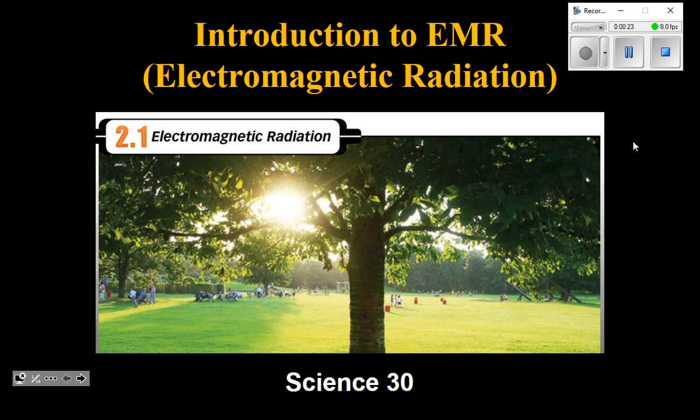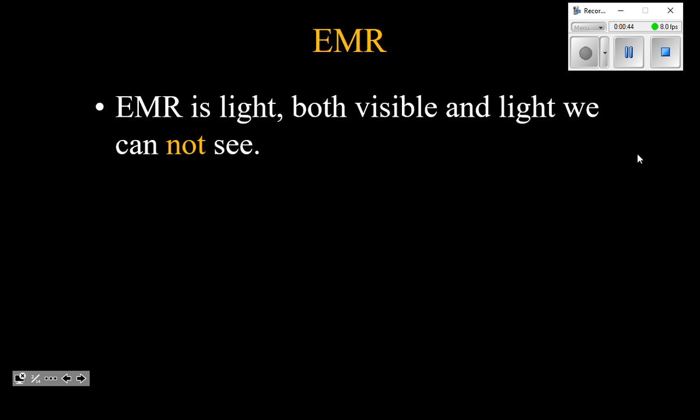So this was right out of the textbook, and the idea is to show the sunlight coming down, that light that you can see, that visible light, but we're going to see the spectrum. The electromagnetic radiation spectrum is a lot more than just light we can see. So it's 2.1 in your textbook if you're interested in checking it out. So EMR. EMR is light, both visible and light we cannot see. So it's the visible light and the invisible light that's all around us.